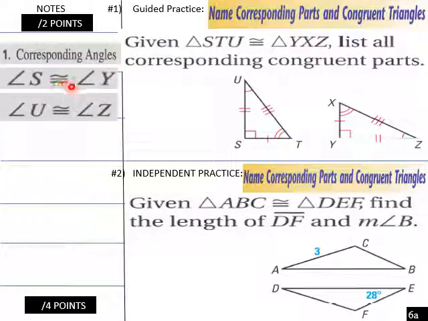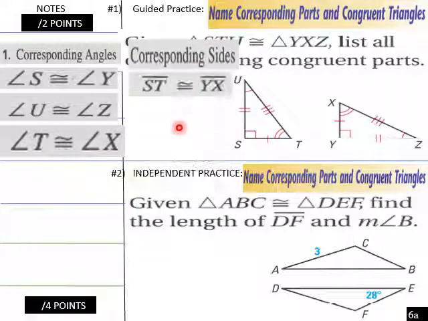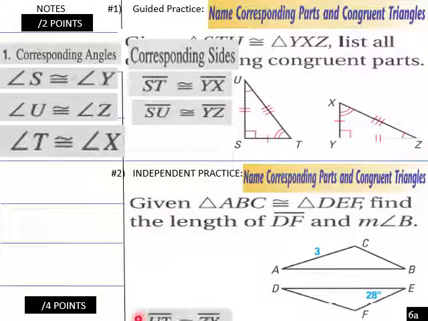Then corresponding angles are thus: angle S is congruent to angle Y. Angle T is congruent to angle X. Corresponding sides: ST is congruent to YX. Line SU is congruent to YZ. And then line UT, which is the hypotenuse, is congruent to ZX, which would be right here. This is the hypotenuse.